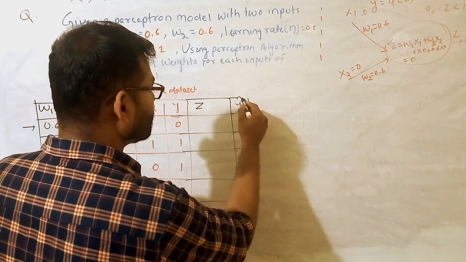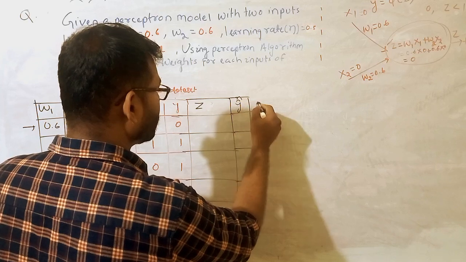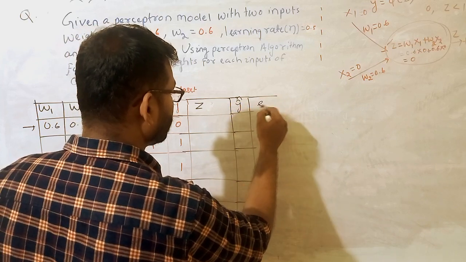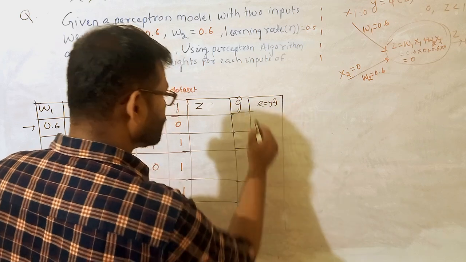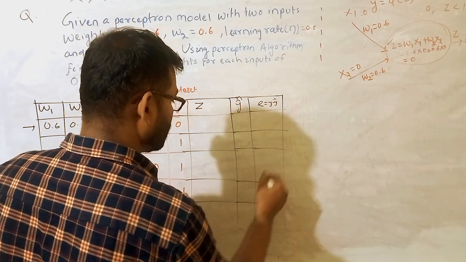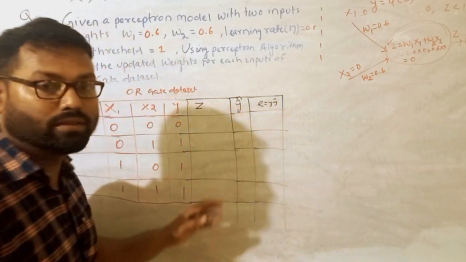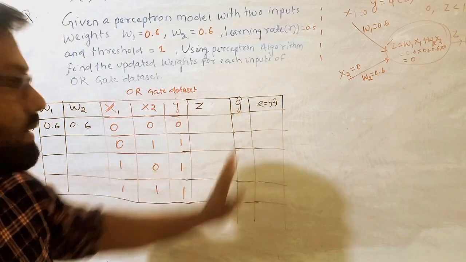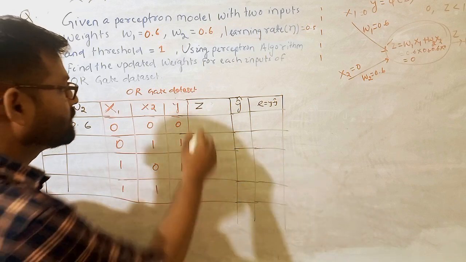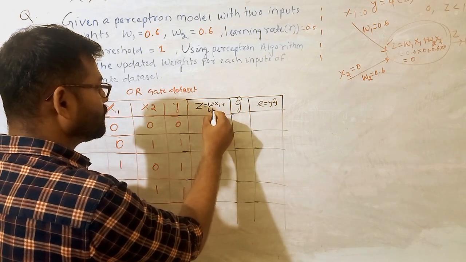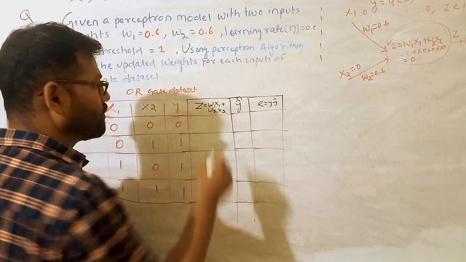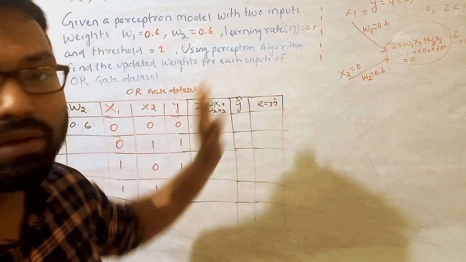Another column I want to add here is error. What is my error? Error is equal to Y minus Y cap, you know that. Okay, so E is the error. This we also want to maintain here. And what is Z? Z is equal to W1 X1 plus W2 X2. Okay, and this is the error part.